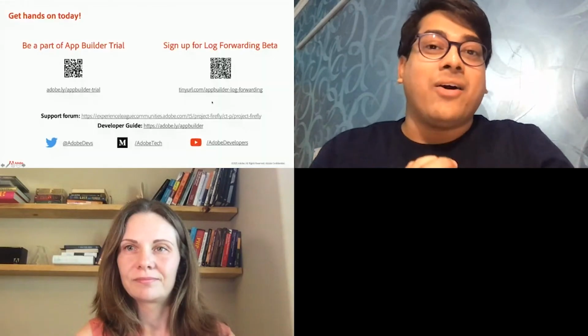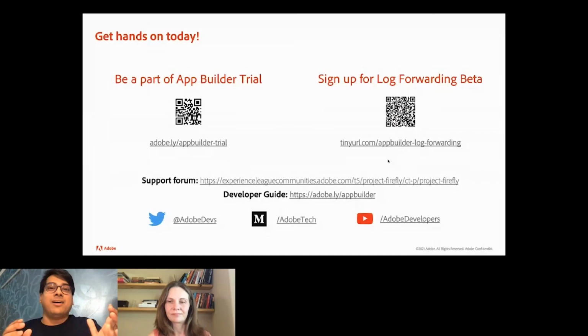So folks, how do you get access to this really cool feature? The first step you must take is to be a part of the App Builder trial program. If you're already part of the Project Firefly developer preview program, that also works equally well. But if you're not, then go ahead and scan the QR code on your left and sign up for the App Builder trial. Now that you are signed up, if you want to access the log forwarding beta, because you are already building something and want to start forwarding logs for that in production or even in developer workspaces, whatever suits you best, scan the QR code on the right. A form will pop up. Just enter the information and we'll get in touch with you.